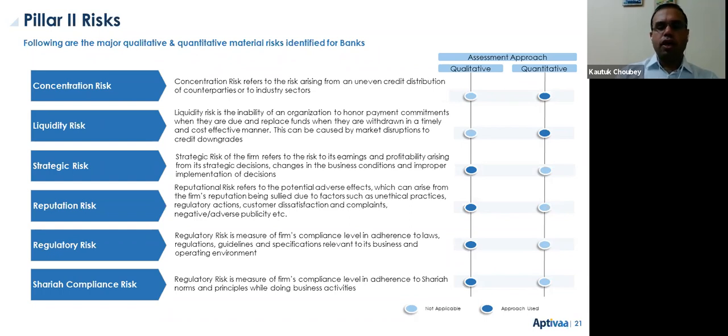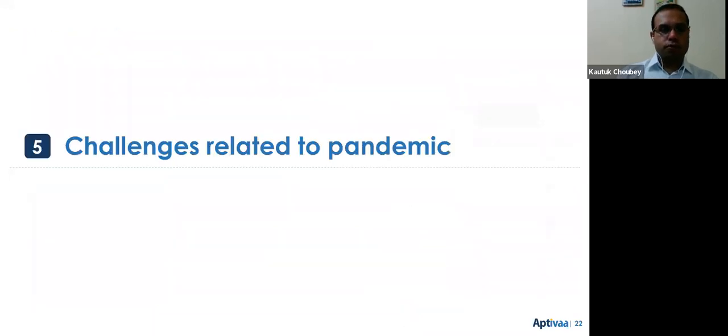There are more risks which are very specific to certain organizations, like IT risk, cyber risk, climate risk, and even certain banks do tend to measure pension risk. So this depends on the bank's own assessment of its exposure.